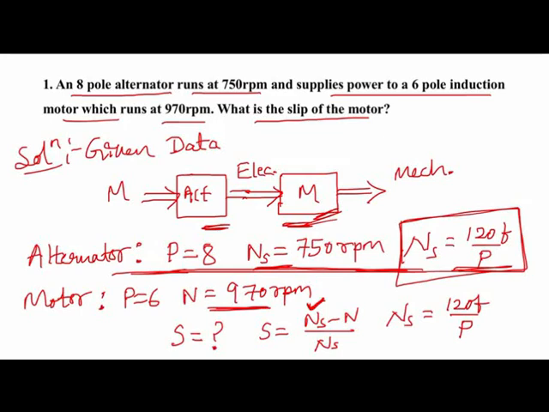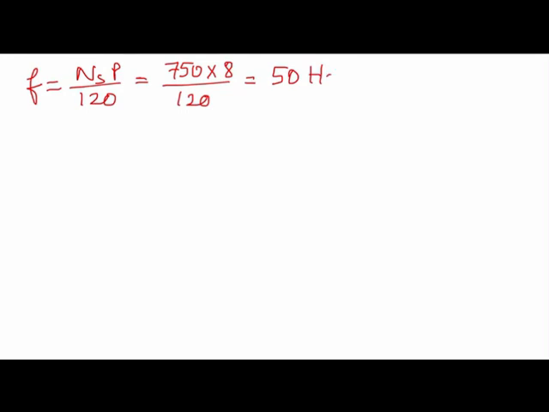So let us calculate. Rearranging this formula, F is equal to Ns into P divided by 120. Ns is given, it is 750 into poles are 8 divided by 120. So upon calculating this, we will get this as 50 hertz. So the input frequency to the induction motor is 50 hertz.